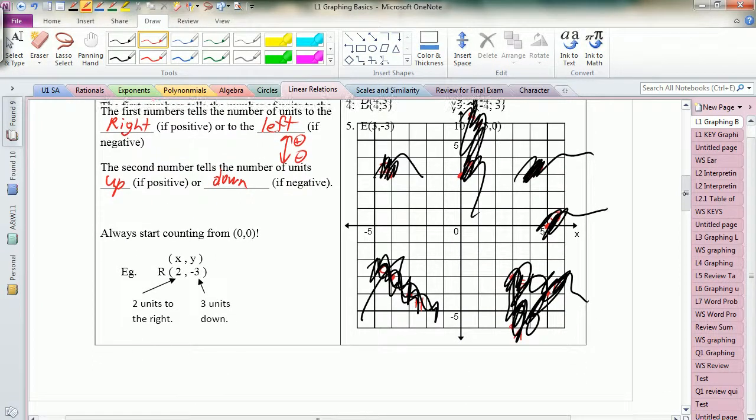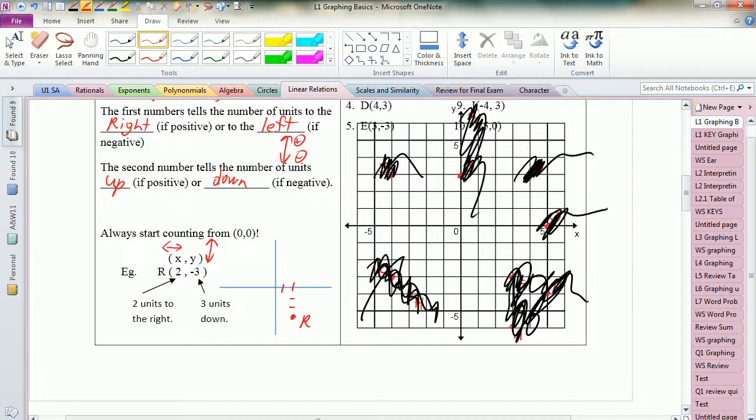So let's make a quick little grid here. You can just make two lines crossing. Okay. So the first number is a 2. Remember, x is left or right, so it tells us to go 2 units to the right because it's a positive 2. So I count 1, 2. The negative 3, because it's a negative, I have to go down 3. 1, 2, 3. So then I can put a point on the grid and label it with the letter R. Any questions?